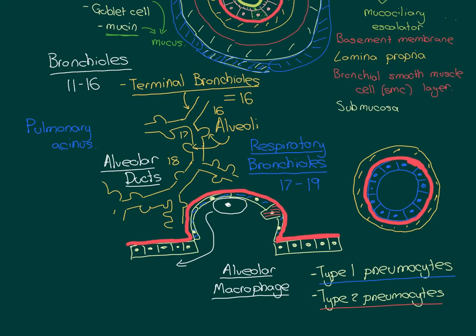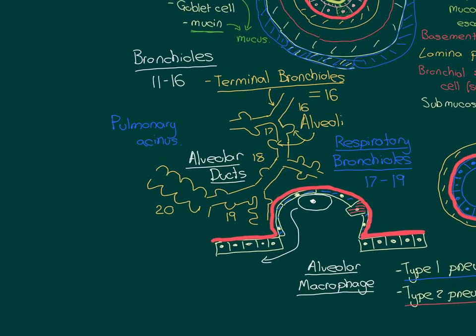Here's an alveolus, here's an alveolus, here's an alveolus, here's an alveolus. And on this side, here's an alveolus, here's an alveolus, here's an alveolus, here's an alveolus. So the walls of the alveolar duct are made from the alveoli themselves. So it's not an airway with alveoli coming off the side of them, it's an airway consisting of loads of alveoli.